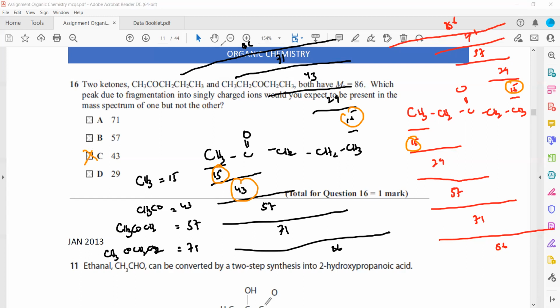But for the rest, you can see 57 is there in this one, and 57 is there in the other one as well. 29 is there here, and 29 is there. 71 is there, and 86 will definitely be there because it's the molecular ion peak. So this is how we work out the number of possible fragments which are present in one and not present in the other. Is it clear?